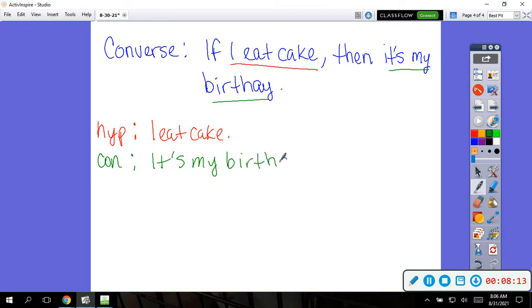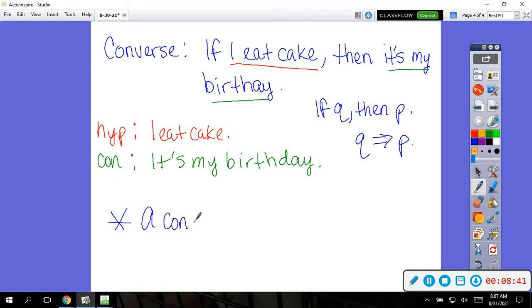So what you do is you take your original if P then Q and you just switch the letters. So instead of if P then Q, it becomes if Q then P. Or you could say Q implies P. Okay. So what a converse is, this is the definition, and it is in your foldable. A converse is a conditional statement where the hypothesis and conclusion have been switched.